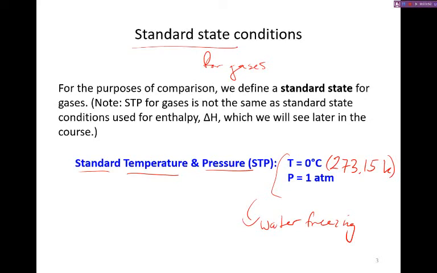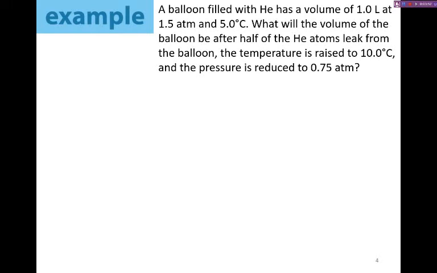So let's combine all this together to solve a problem here. We have a balloon filled with helium and at a volume of 1 liter, 1.5 atmospheres, and 5 degrees Celsius. What's the volume of the balloon after half of the helium atoms leak out, the temperature raises to 10 degrees Celsius, and the pressure is reduced to 0.75 atmospheres? Well, there's a variety of ways that you could actually go about approaching this, but they all are going to rely on this relationship with the ideal gas law. And so what we need to recognize is that this describes a state.